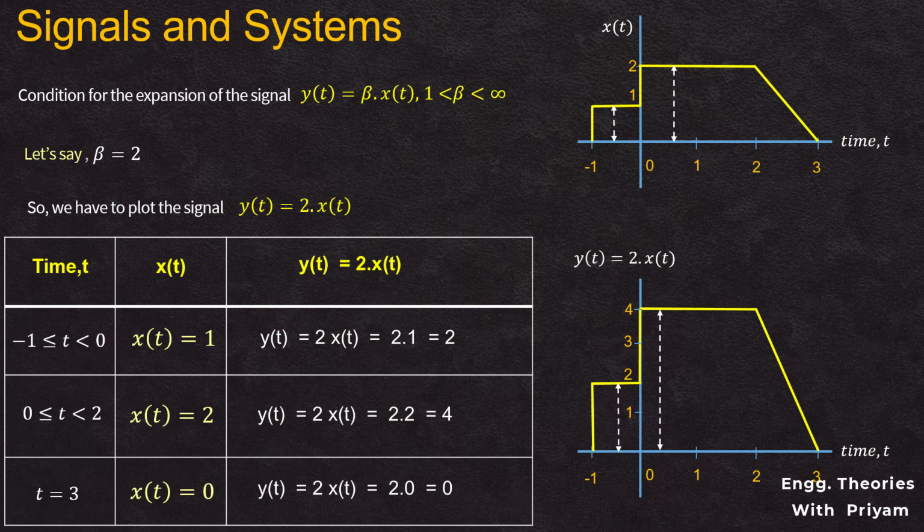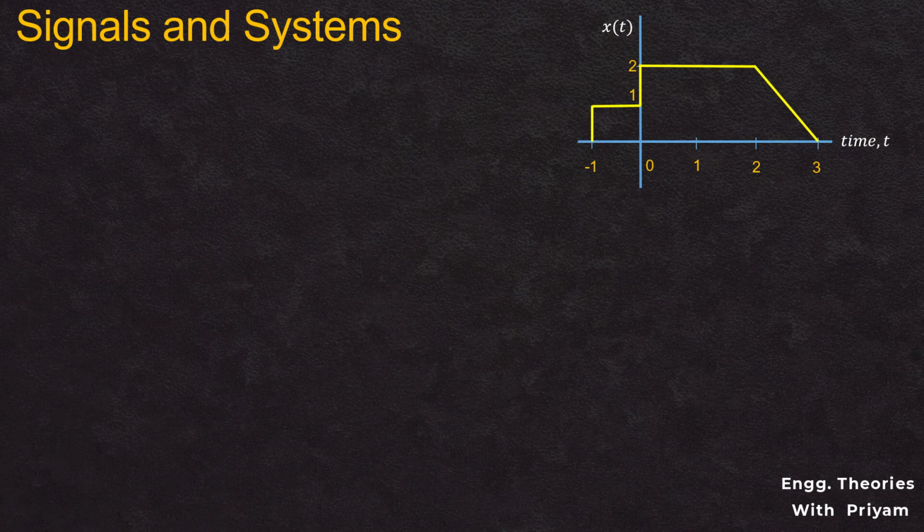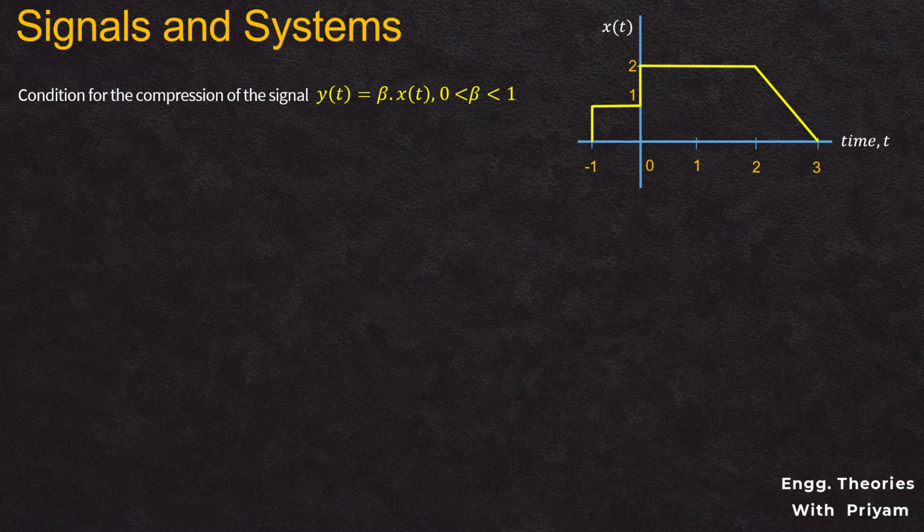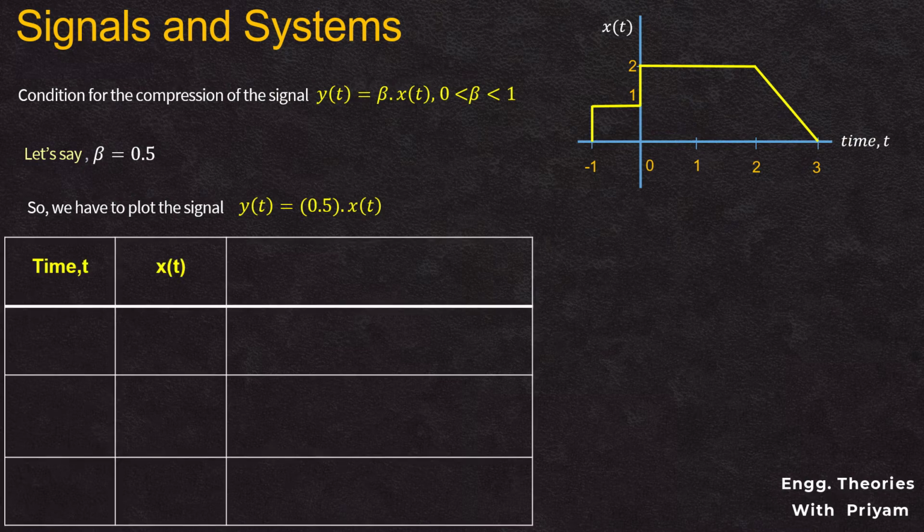Let's see the amplitude compression of the signal by taking the same example. The condition for the compression of the signal can be given by y(t) is equal to beta into x(t), where the value of beta lies between 0 and 1. Let's say beta is equal to 0.5. So we have to plot the signal y(t) is equal to 0.5 into x(t). Again, we are going to make a table and list the different values of x(t), and we are going to perform the amplitude scaling.